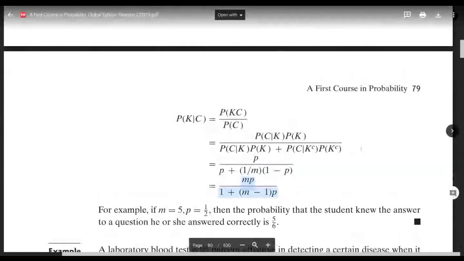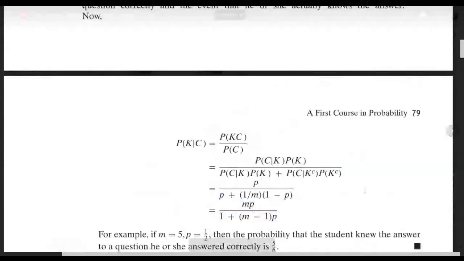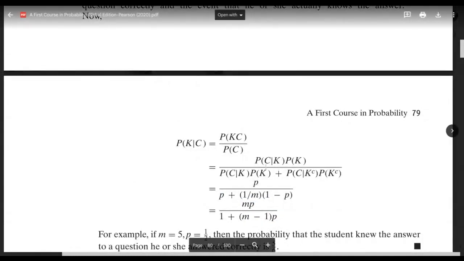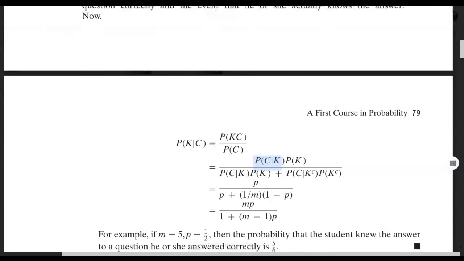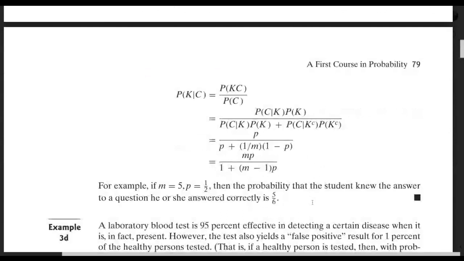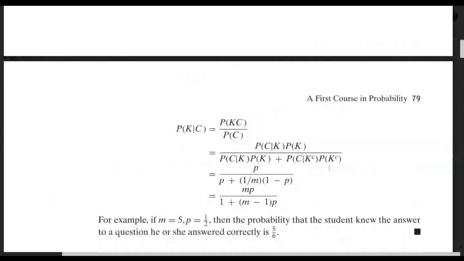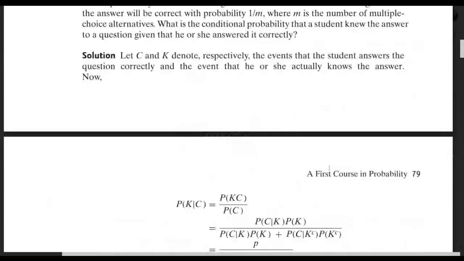All right. Anyone has any questions? The only tricky part is this one: the probability that he knew the answer and chose correctly. It's 100%. For example, if m equals 5 and P equals half, then we can substitute in to get 5 over 6. Okay, anyone has any questions?